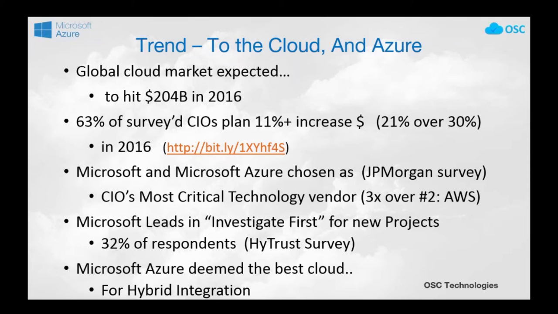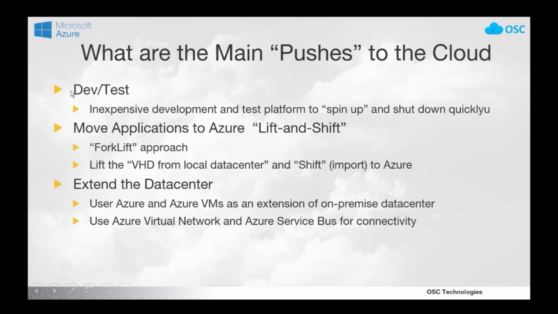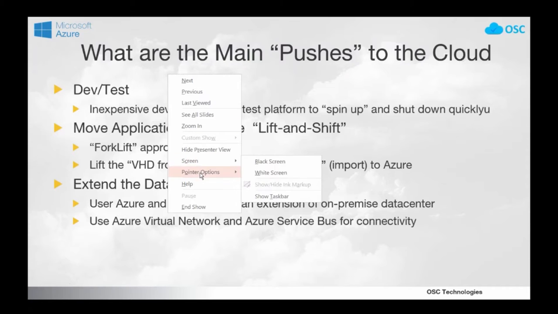If you're going to use Microsoft already, why not go to their cloud, which has some amazing features, which we'll show and itemize, and why the Microsoft Azure cloud is so key and so crucial to the enterprise, and especially enterprise application deployment. That's why Microsoft leads in this high trust survey on investigate first for new projects. Also, by all rankings, the Azure cloud is by far the most capable, and I'll show a slide on this, for hybrid integrations.